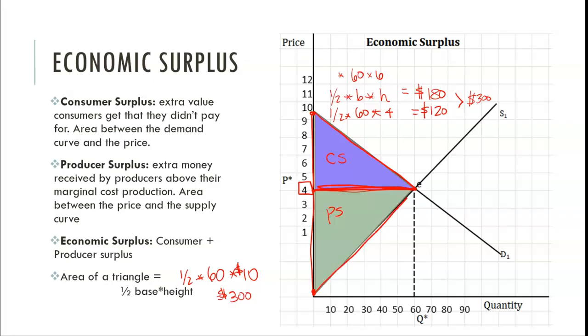So this bottom triangle here is our producer surplus. It can be equally split, so they can each get half. A larger portion can go to the consumer, a larger portion can go to the producer. It just depends on the slope of the supply and demand curves, where that equilibrium point is, and where the prices are as well.